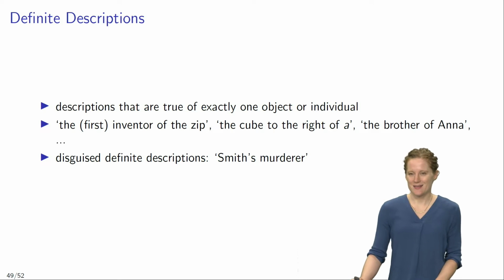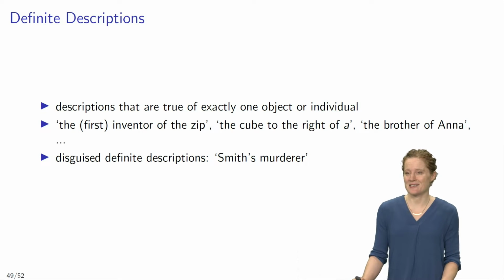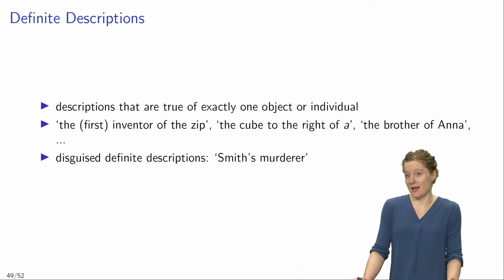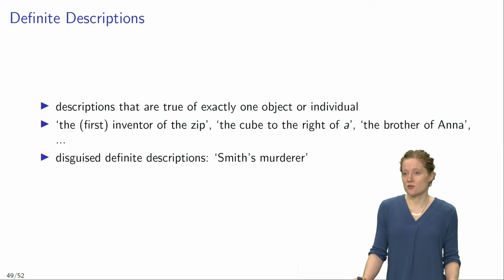And in some cases, you also have disguised definite descriptions. For example, when I speak of Smith's murderer, I imply that there's exactly one murderer of Smith. And so this phrase is also a disguised definite description, a description that is true of exactly one object or individual.